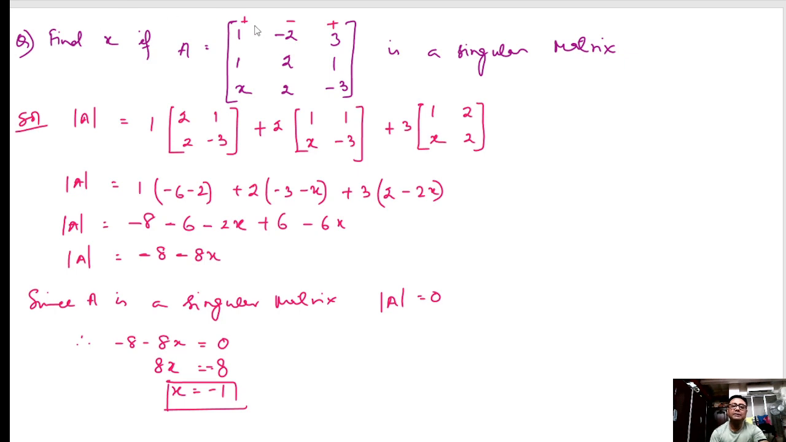Find x if A is given. This is a singular matrix. So this is the x. We have to find it, but they are telling that A is a singular matrix, and we know that if A is a singular matrix, mod of A should be 0. So here we are calculating. First put the signs plus, minus, plus. If I take 1, then I have to take 2, 1 and 2 minus 3. As you can see, I have taken that. If I take minus 2 and there is a minus, so it becomes plus 2. If I take minus 2, then I have to take 1x and 1 minus 3. Here I have taken.